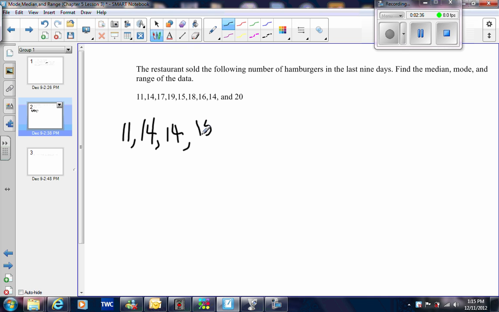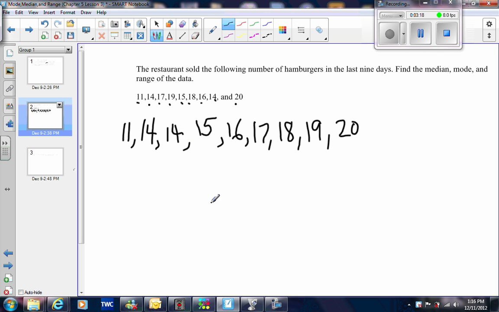15 comes next. Then 16. Then 17, 18, 19, and 20. It's always good to count up your data amounts too to see if you have all of them. 1, 2, 3, 4, 5, 6, 7, 8, 9 data amounts. So you want to make sure that you have that many. 1, 2, 3, 4, 5, 6, 7, 8, 9. So we've got all of them there. Now it's time to look at the median, the mode, and the range.